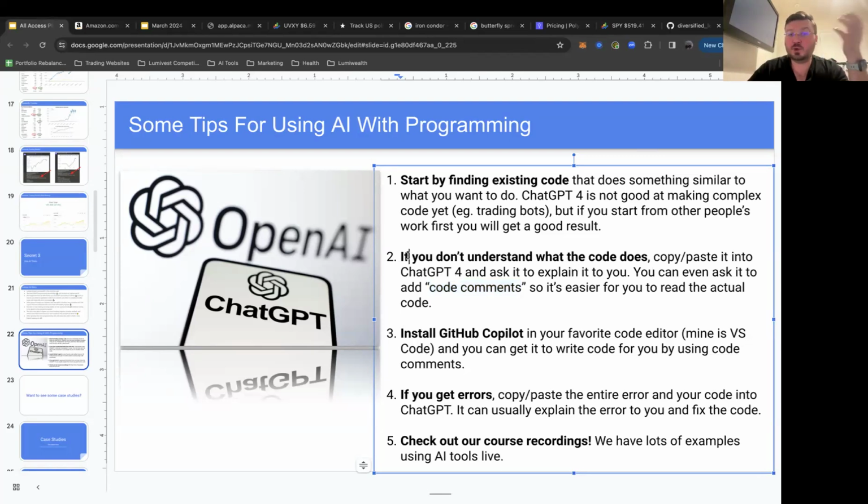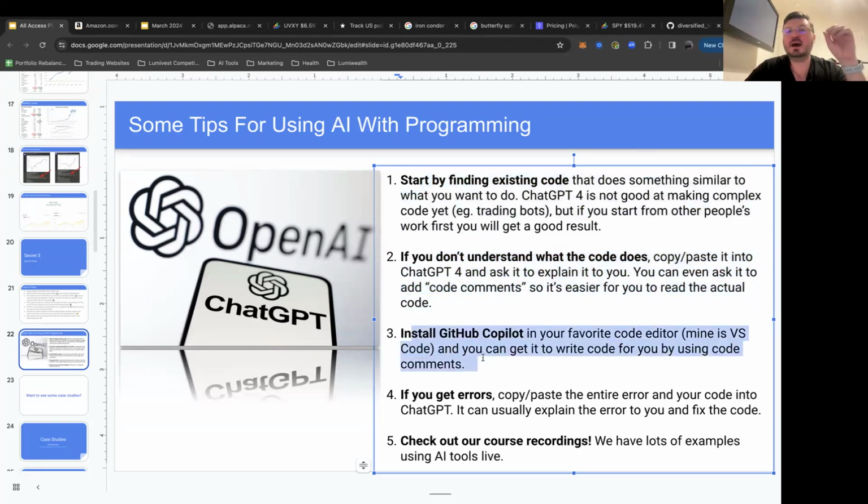So if you don't understand a piece of code, I strongly recommend putting it into ChatGPT, telling it to explain it to you, and add code comments. You can make it make a drawing for you, even of how it functions. It's really good at doing that sort of thing. Right? Cool. All right. So step 1, if you want to build something, give it existing code. Step 2, if you don't understand what something does, tell it to explain it to you.